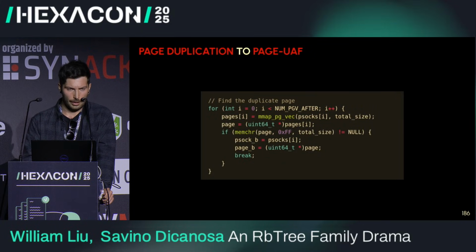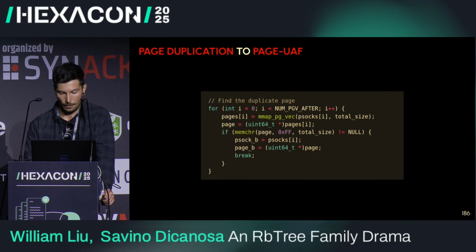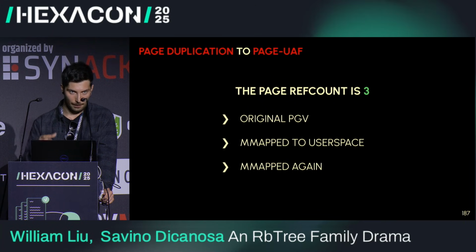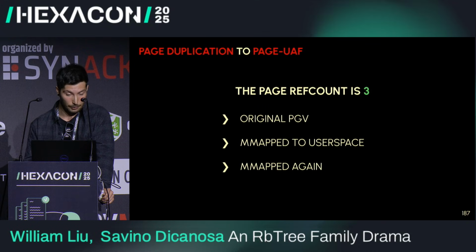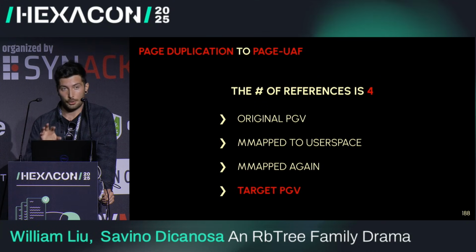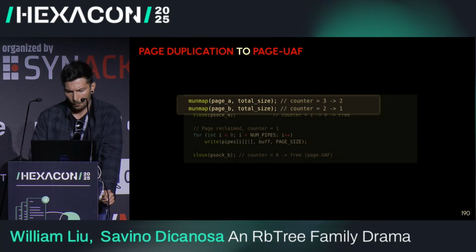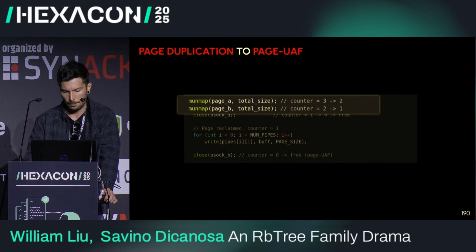So first of all, we need to locate this page. We just map all the page vectors to user space until we find something. As you can see here, I'm using memchr and 0xFF. So now we just created a mismatch between the page ref count and the actual places where the page is referenced, because the ref count is 3: the page is referenced in the original page vector and mapped twice to user space, but we also copied the pointer into another page vector. This is very easy to exploit. We only need to unmap the page from user space. As you can see, the counter goes to 1.